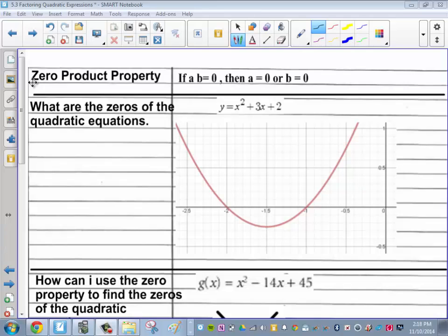Guys, I am so close to teaching you how you can solve quadratic equations. But I need to teach you something first. I need to teach you something called the zero product property. Okay? Because this is what we use. This is the idea to actually solve quadratic equations.